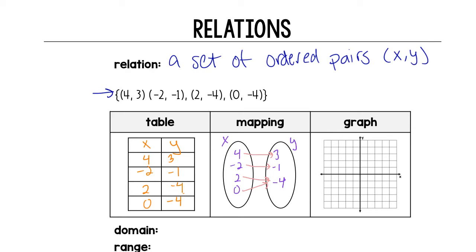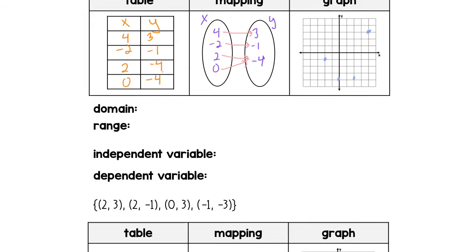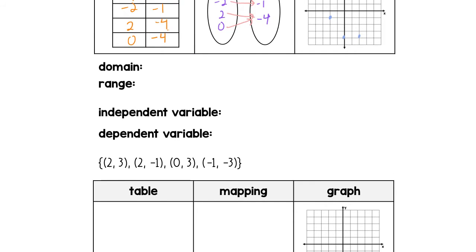Now we could graph these points. It is another way to show how they're related. So 4, 3 is the first point. -2, -1, 2, -4, and 0, -4. Now, I want you to notice that I'm not going to connect these with a line. These are not a line. These are 4 separate and distinct points that are not related except for that they're all together in this relation.